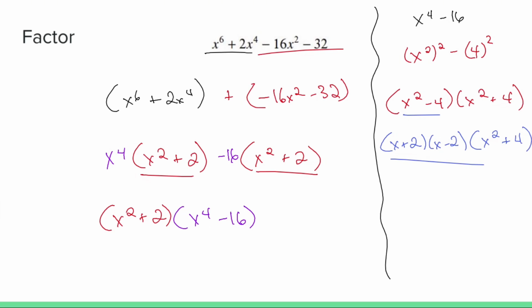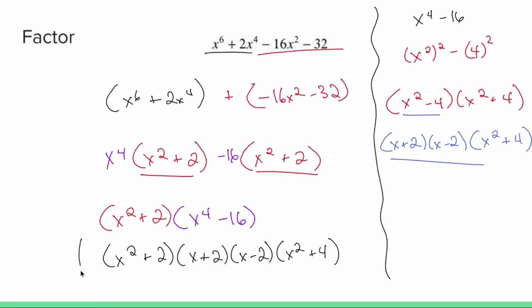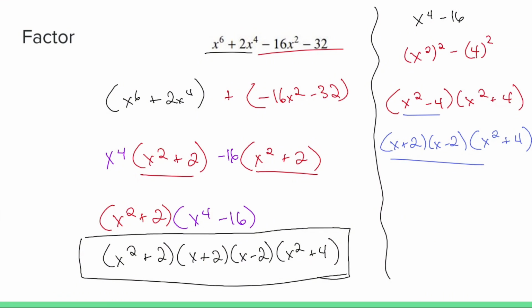So my final answer is going to be x squared plus 2, x plus 2, x minus 2, x squared plus 4. And that's something. It's pretty stuff.